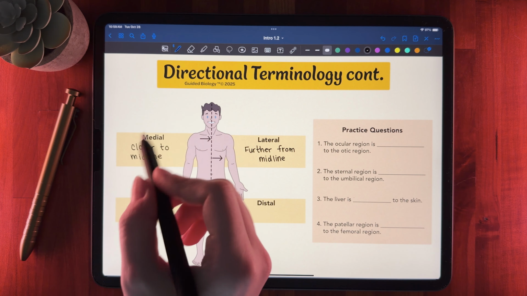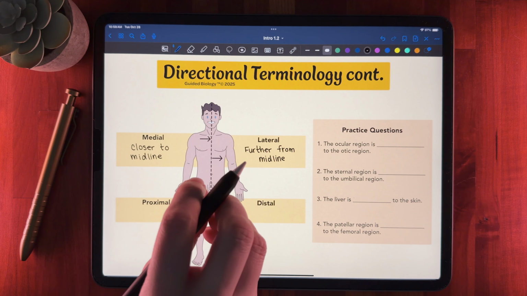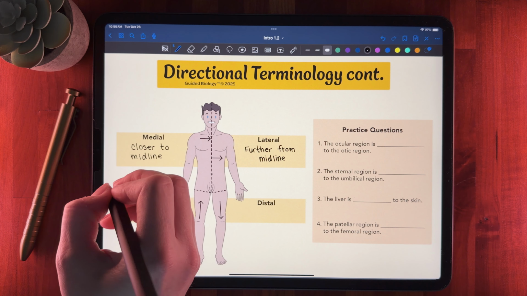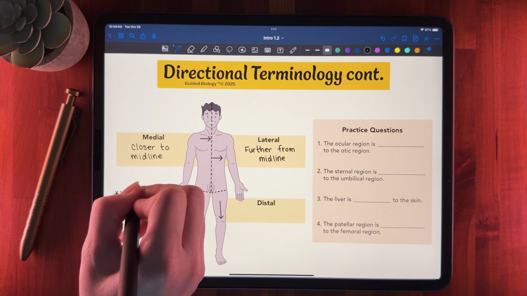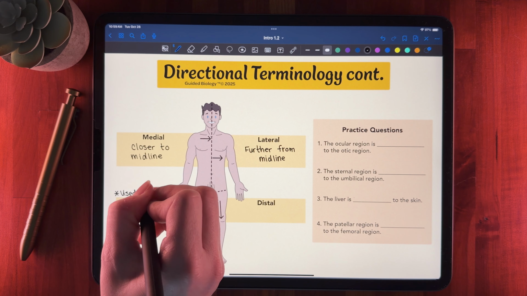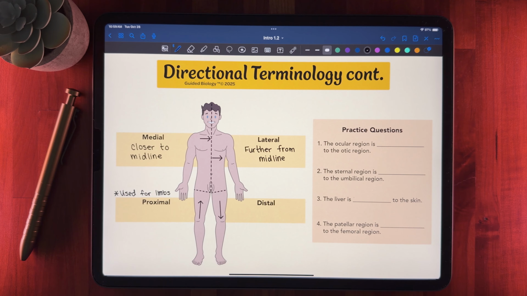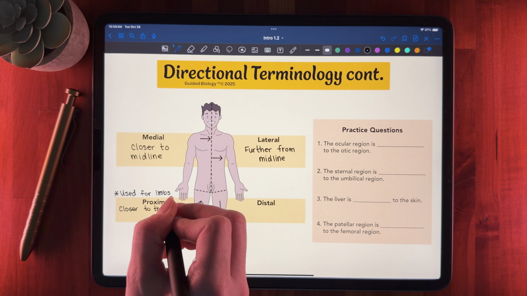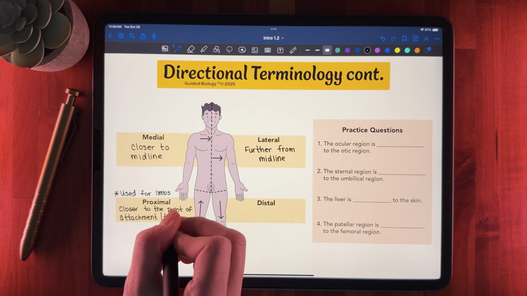Okay, and so proximal and distal are terms that can be a little bit confusing because they're extremely specific in how you use them. Okay, and so proximal and distal are used exclusively when we are talking about structures that are present on the limbs. All right, so they're used for the limbs, and so limbs referring to the arms and the legs. Okay, and so our first term we're going to define is proximal. And so proximal refers to a structure that is closer to the point of attachment or closer to the torso.